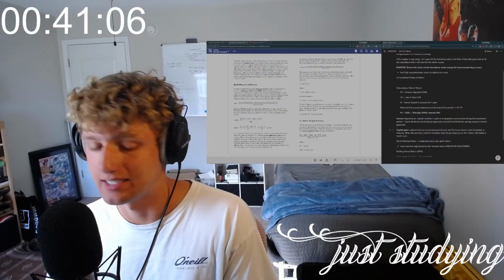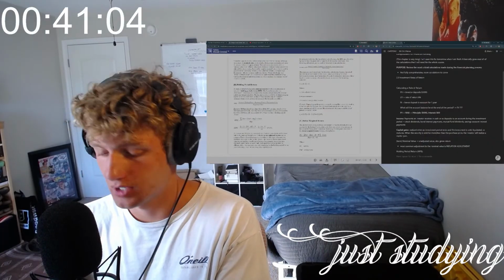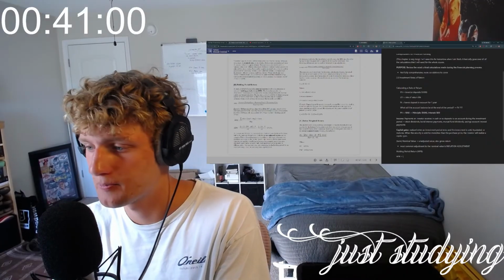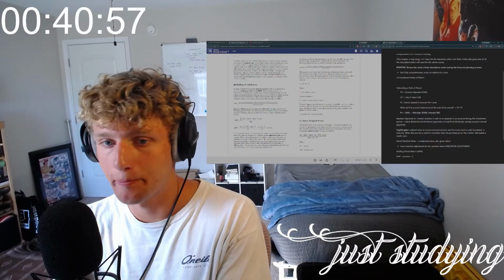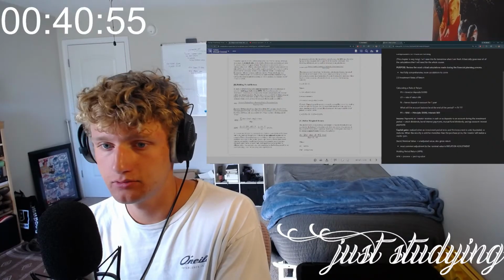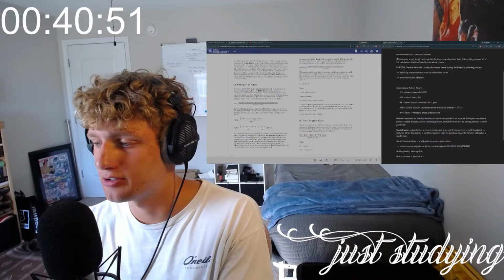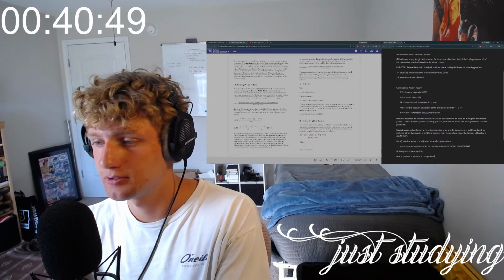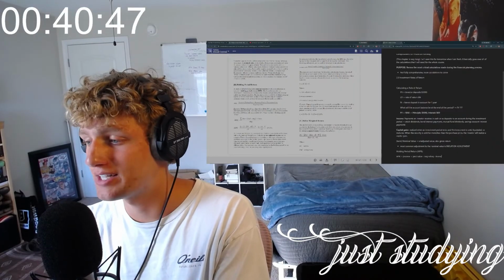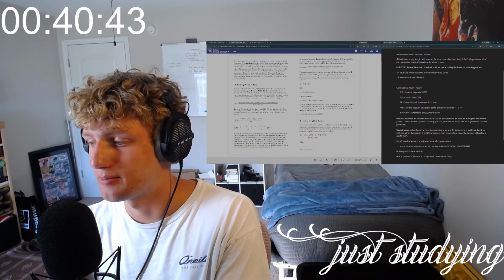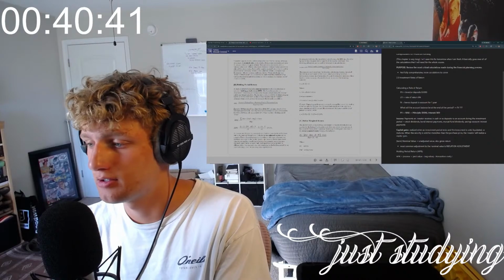The formula is as follows. HPR equals, on top we have income plus ending value minus beginning value minus transaction cost. That's on top, over the beginning value.